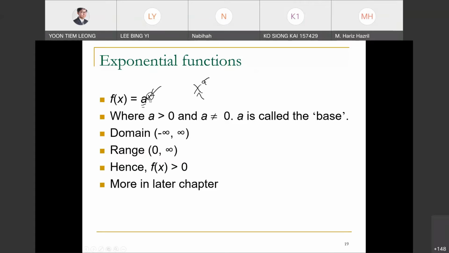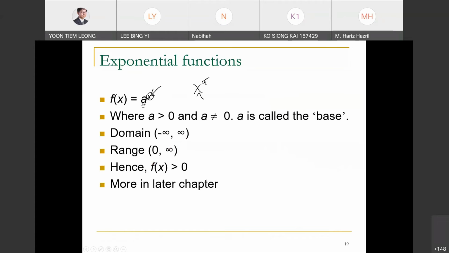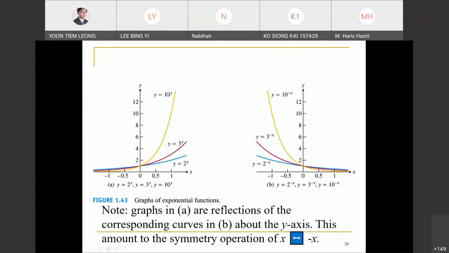Then the domain of the exponential function is all real numbers, and the graph of this exponential function looks something like this. It depends very much on what the base is. The exponential function is fully characterized by a single number, which is the base, right? So an exponential function has only one parameter, which is a. If you have a different a, for example, a is 10, a is 3, a is half, then the function would look very different, right?